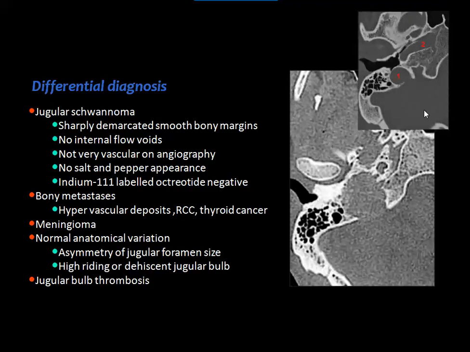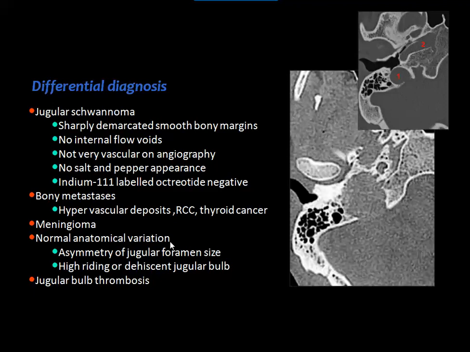And this is an image showing the normal appearance and the regular outline of the jugular foramen. Then if you get hypervascular deposits from renal cell carcinoma or thyroid cancer, the positive clinical history of primary malignancy will support the diagnosis of metastasis. Meningioma can also occur in the jugular foramen. It will widen the foramen, but the wall may be sclerotic and is not destroyed or eroded.